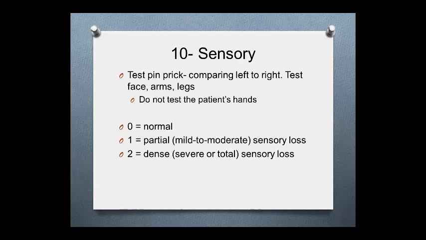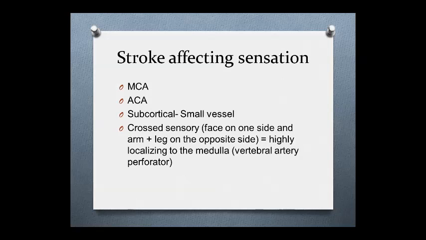It is recommended that you don't test the patient's hands, and this is probably a way to avoid mistaking neuropathy for a sensory loss. What you're looking for is symmetry, and are they able to feel you at all, and is it equal on each side, and that is how you score them. Some strokes that would affect sensation are the large MCA strokes and ACA strokes, but some of the small vessel strokes can also do this. And usually all their sensory loss is on one side of the body, which could affect any of the three places, face, arm, or leg, or any combination of that. But you can have it where it is crossed, where their face could have sensory loss on one side and their leg on the opposite side, and it's really localized to the medulla.